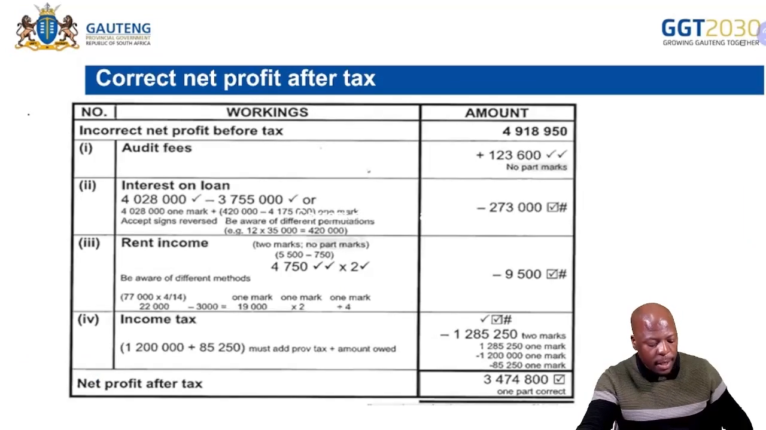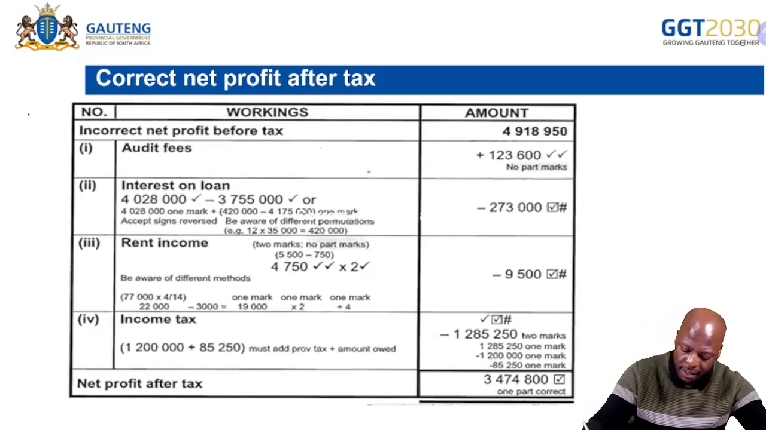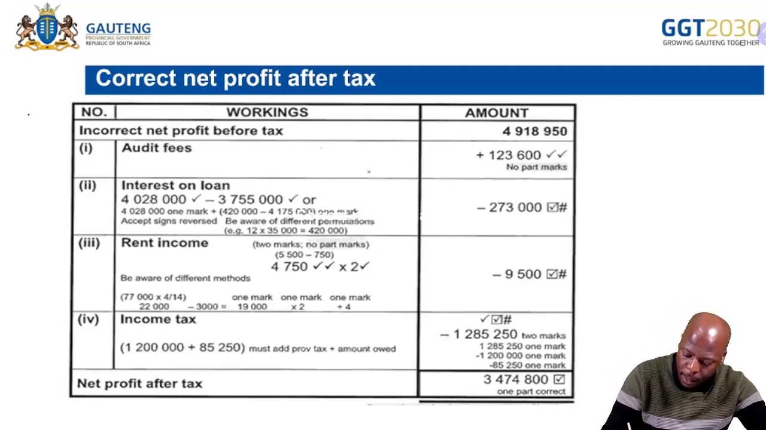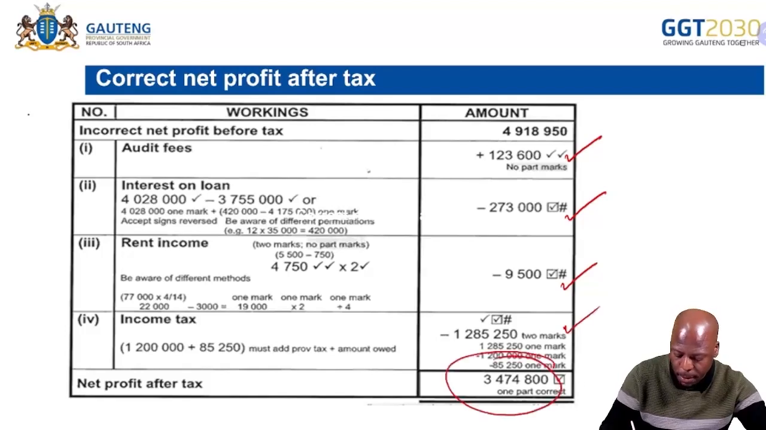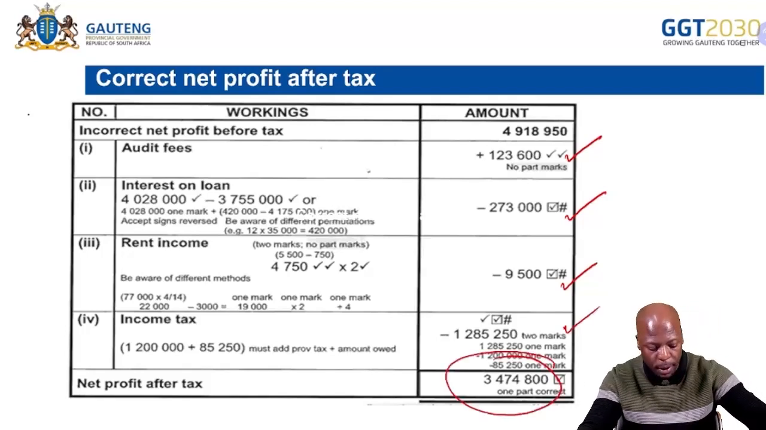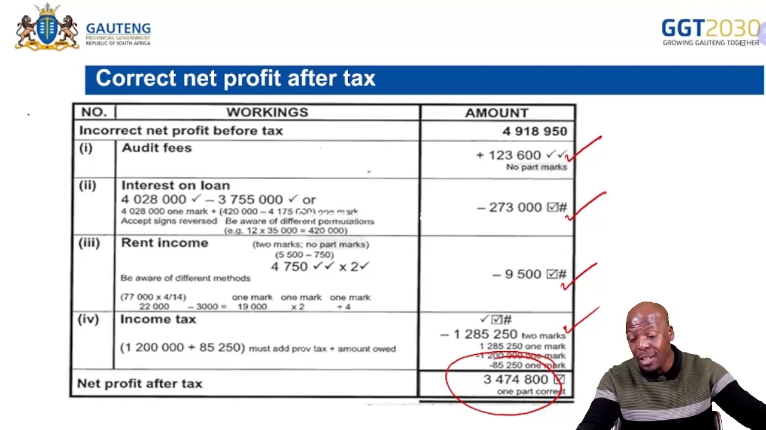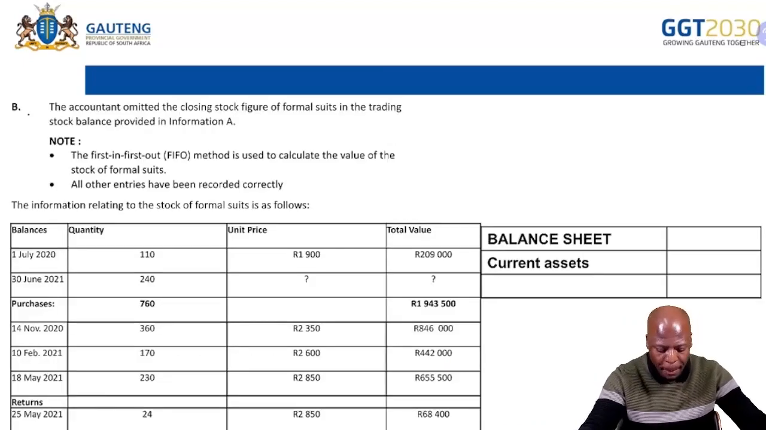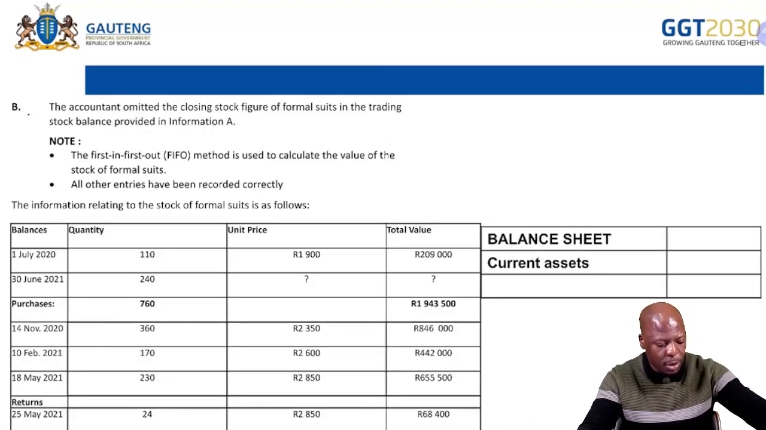Now, here is your final answer at the end. When you're completed, you should be having your 123,000, which is audit fees here, and then your interest on loan. Remember, we subtracted, and then your rent income, and then your income tax. Remember what we've just done here, and then you should end up now with the net profit after tax of 3,474,800. Beautiful. Okay, now I want us now to jump straight into the balance sheet.